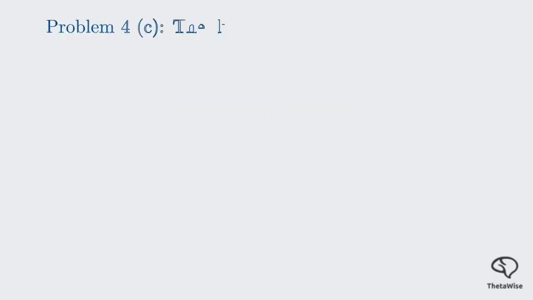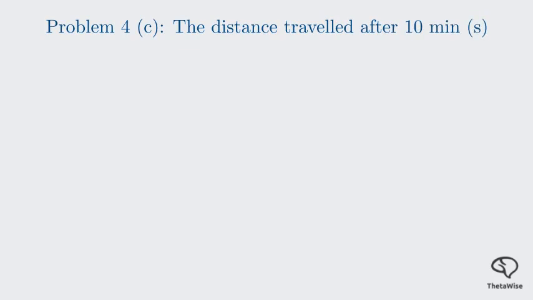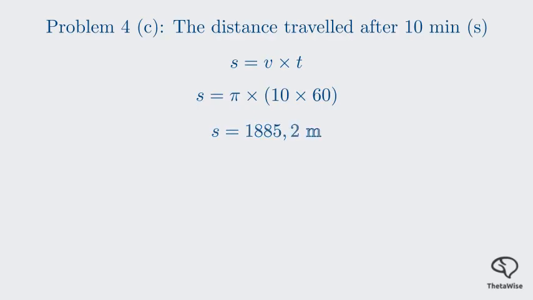Part C asks for the distance s traveled after 10 minutes. Since we've calculated the speed of the bicycle in Part B, we can use the formula s equals v times t. The speed v is pi meters per second. The time t is 10 minutes, which we must convert to seconds. 10 times 60 is 600 seconds, so s equals pi times 600. Using pi equals 3.142, the distance s is 3.142 times 600, which equals 1885 meters.